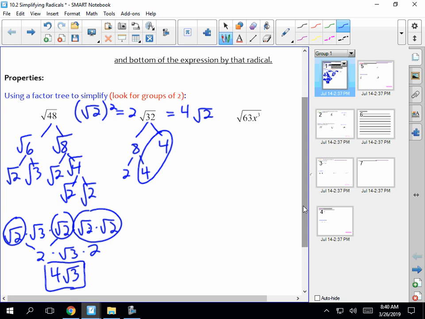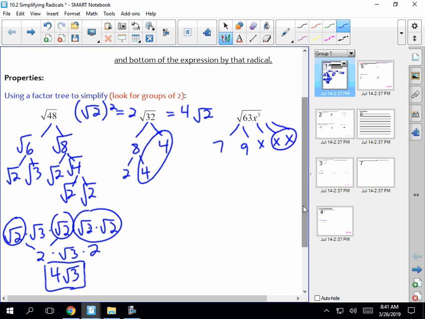All right. What about the 63x to the third here? What are the first factors that come to mind on that? Yeah, probably 7 and 9. Okay. So we've got 7 and 9. And then we've got 1, 2, 3 x's. Okay, so 3 x's there. So you see any pairs yet? Yeah, I see a pair of x's. So we can pull an x out.